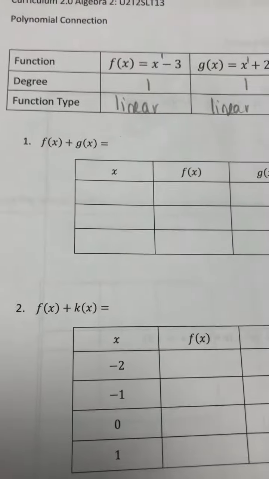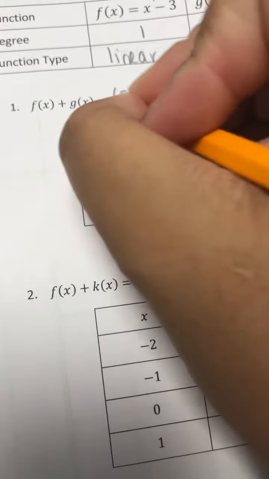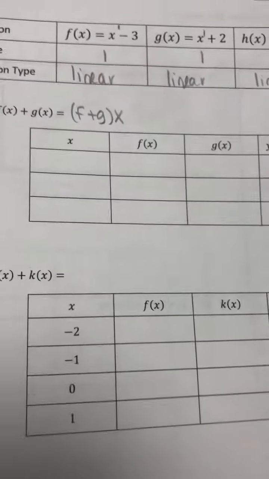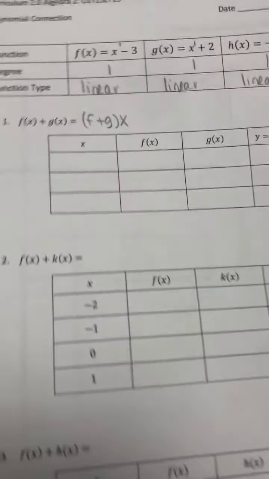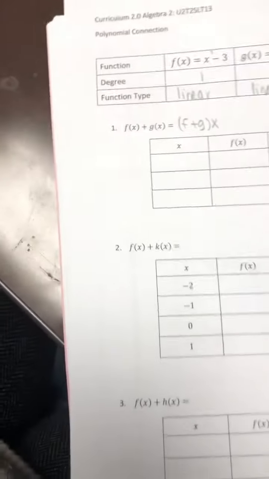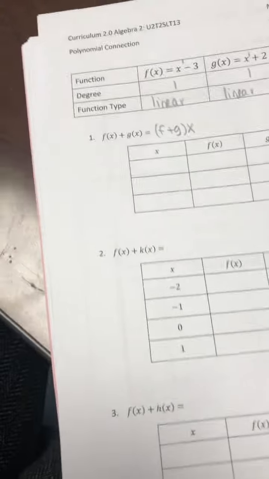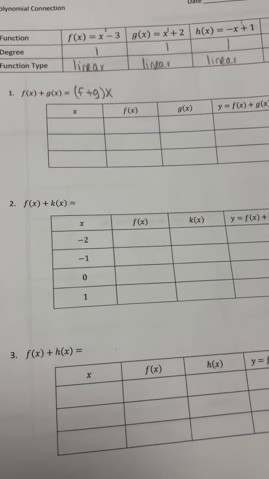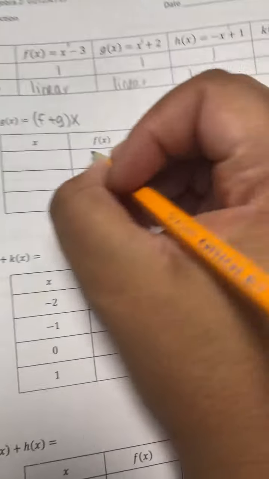All right, so in the first one, we're doing f plus g of x. So we're doing f plus g of x. All right, so our x values, we don't have any. We probably should have given you some x values so that you could plug in some numbers. Let's do it without numbers right now.